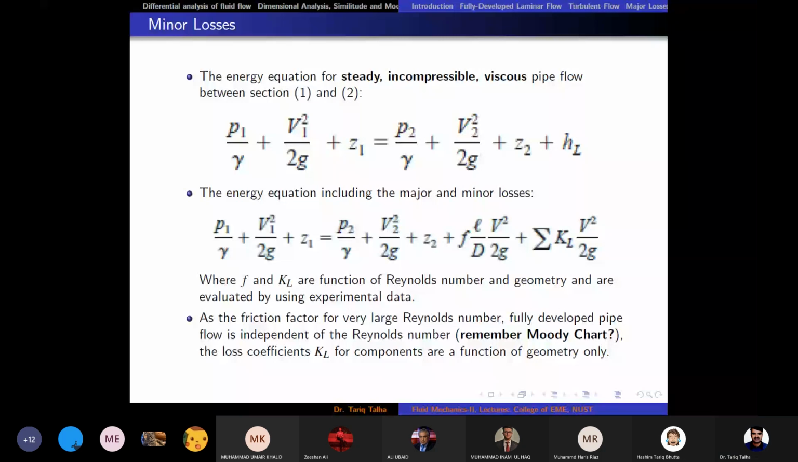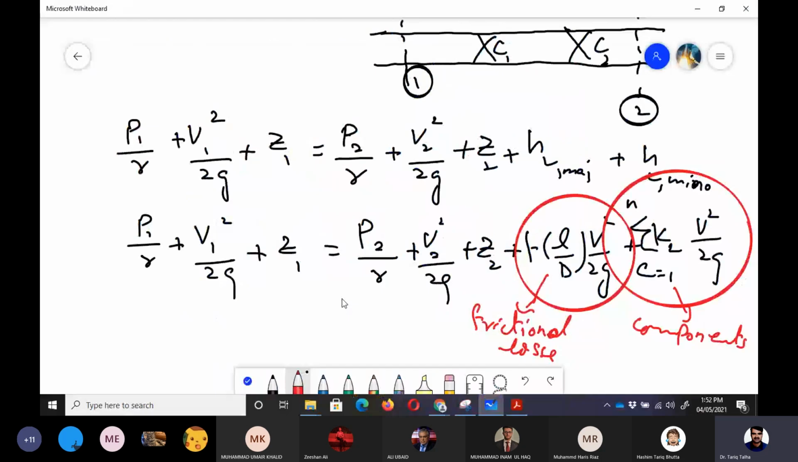Now there is another component, and there is another concept here, because if you see in this diagram, there are two components, C1 and C2.